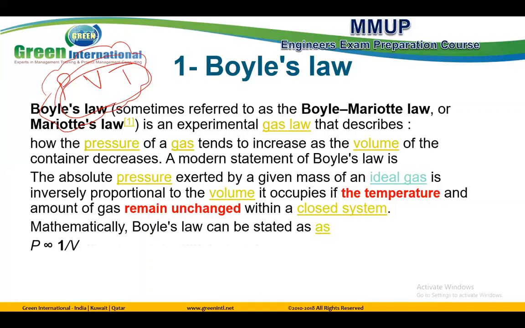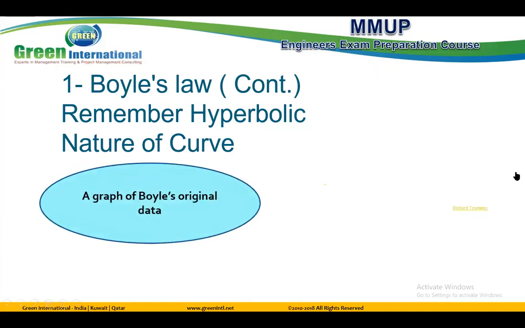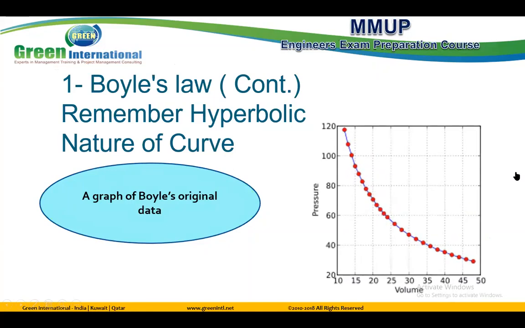The famous equation used for this relation is P1 V1 equals P2 V2, when temperature remains constant. This is Boyle's law. The curve of the relation between pressure and volume is a hyperbolic curve. Okay.